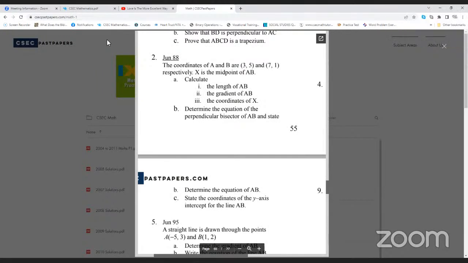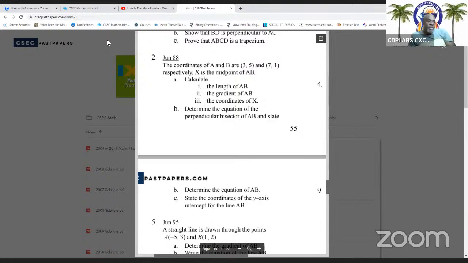So we are going to calculate the length of AB, the gradient of AB, the coordinates of X, and determine the equation of the perpendicular bisector of AB and state so on. So let us go to our GeoGebra now. We are going to plot some points.